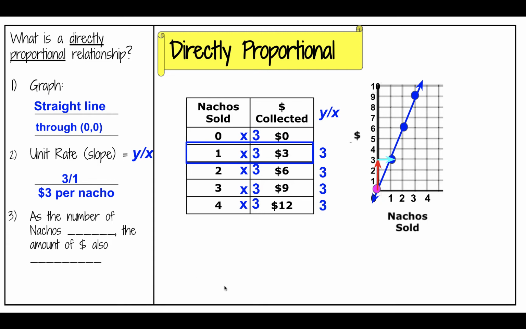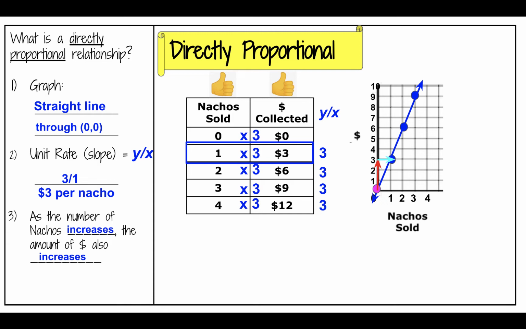Lastly, look at this. Focus on the nachos sold. As the number of nachos sold increases, it's going from 0 to 4, right? What happens to the amount of money collected? The amount of money also increases. It's 2 thumbs up. It's directly proportional. My x value, my y value are both going the same way. They're both increasing. Do you see how this is a directly proportional relationship now?